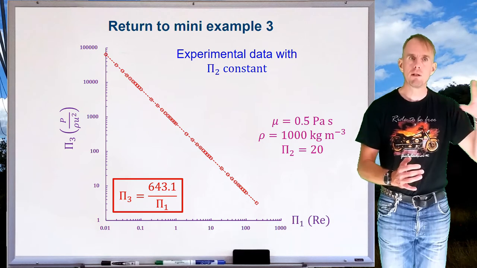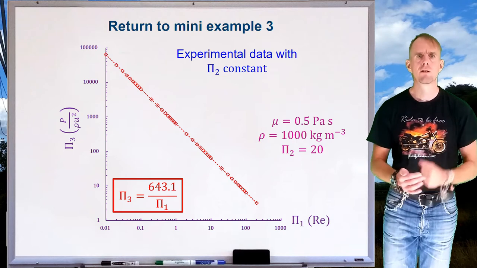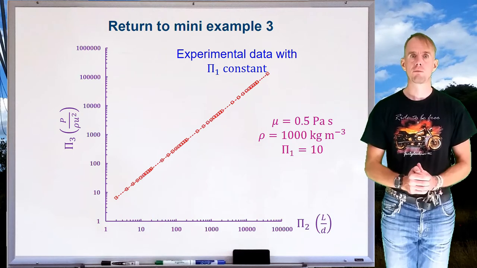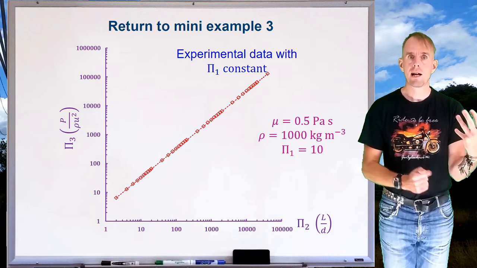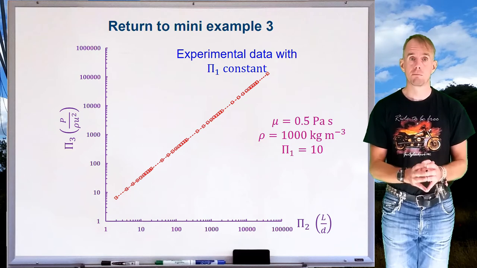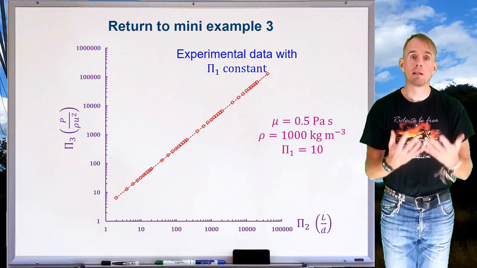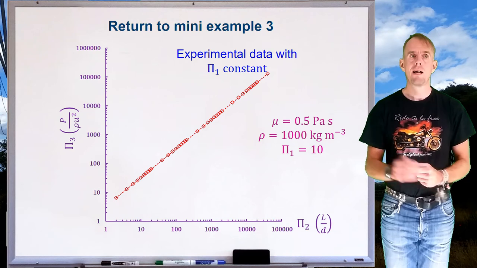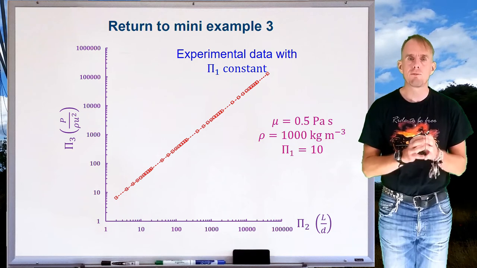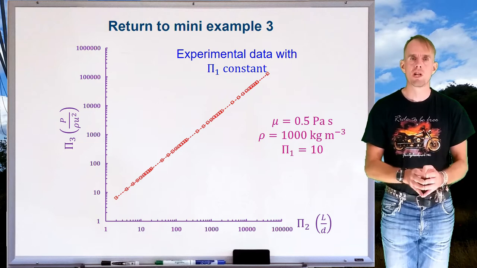OK, let's put this to one side and let's have a look at our second set of experiments. So this is my second set of experiments where I'm now looking at pi 3 as a function of aspect ratio, L upon D, keeping Reynolds number constant. Reynolds number is my dynamic similarity bit, and I can see looking at the value of Reynolds number, pi 1 equals 10, that I am firmly in the laminar flow regime.